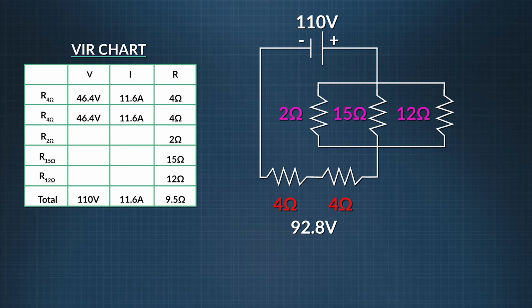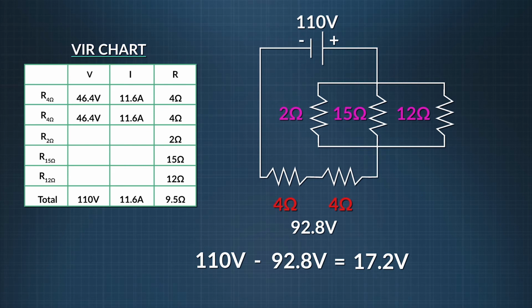That means the total voltage drop over the entire parallel circuit branch is 110 volts, the total voltage of the circuit, minus 92.8 volts, the voltage drop across the two resistors in series, which gives us 17.2 volts. For the resistors in parallel, each one must use up the same voltage, 17.2 volts. We can now plug that value into our chart for the voltage across the 2 ohm, 15 ohm, and 12 ohm resistors.